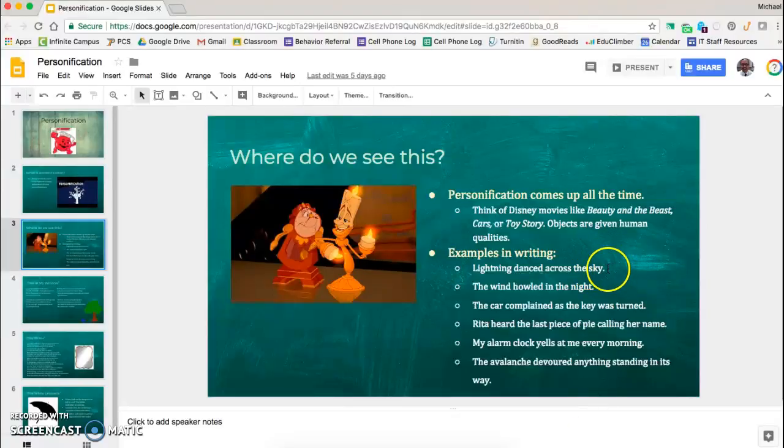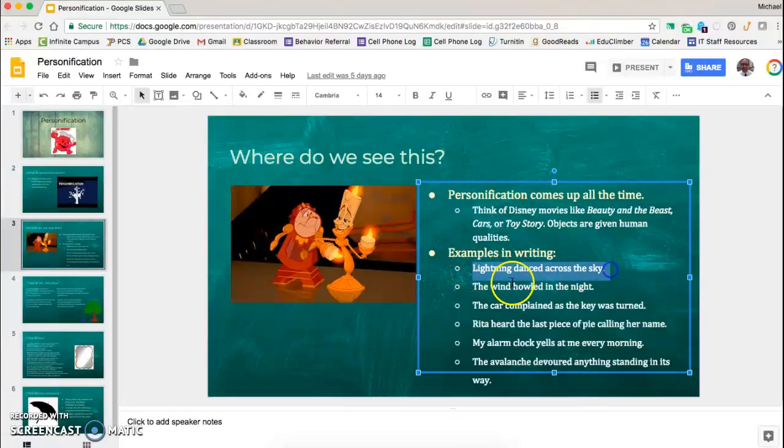You can see this a little bit more subtly in writing. So you can see people saying something like, lightning danced across the sky, or the wind howled in the night, or the car complained as the key was turned, or Rita heard the last piece of pie calling her name. My alarm clock yells at me every morning. The avalanche devoured anything standing in its way. Okay, some of these are more obvious, like a car complaining. Clearly a car can't complain. But even an avalanche devouring things makes it seem like the avalanche is actively doing something. This one's not quite as obvious as, again, the car one, or something like an alarm clock yelling. Okay, these are things that normally humans do or people do.